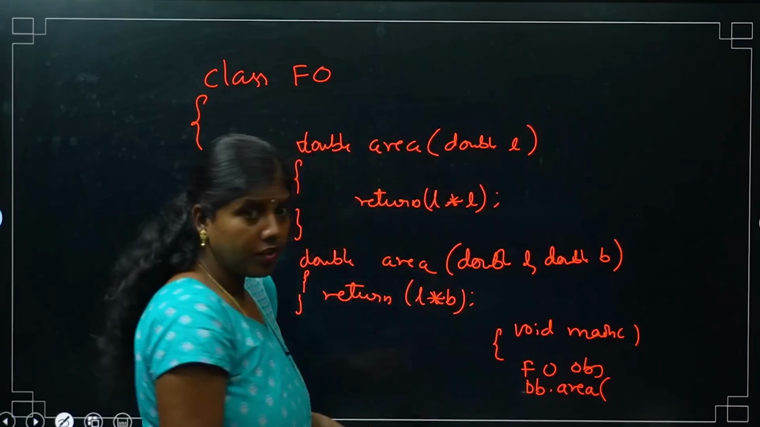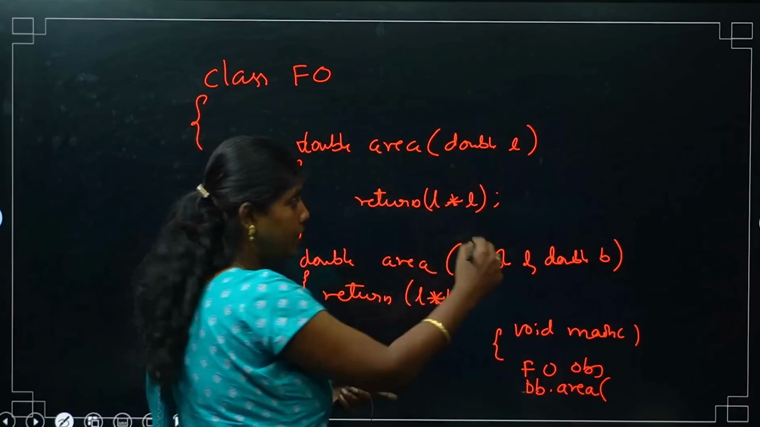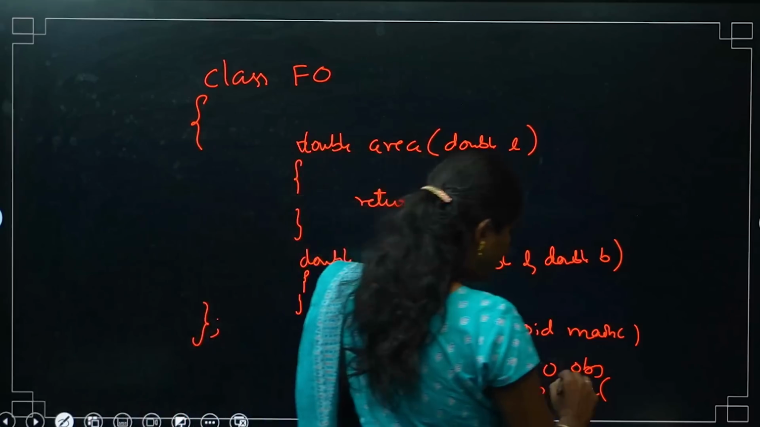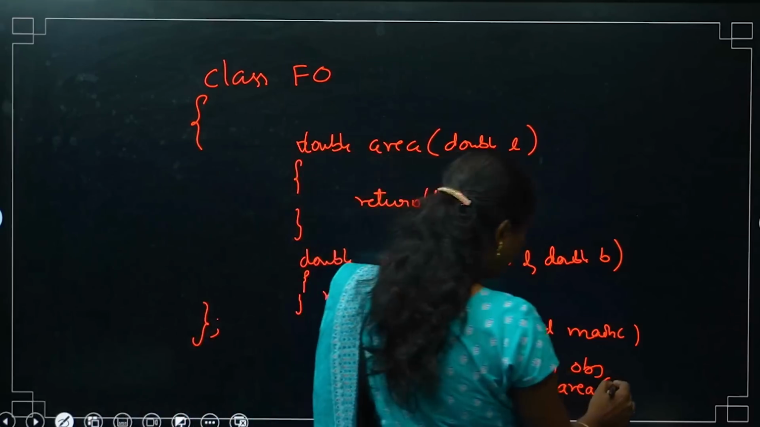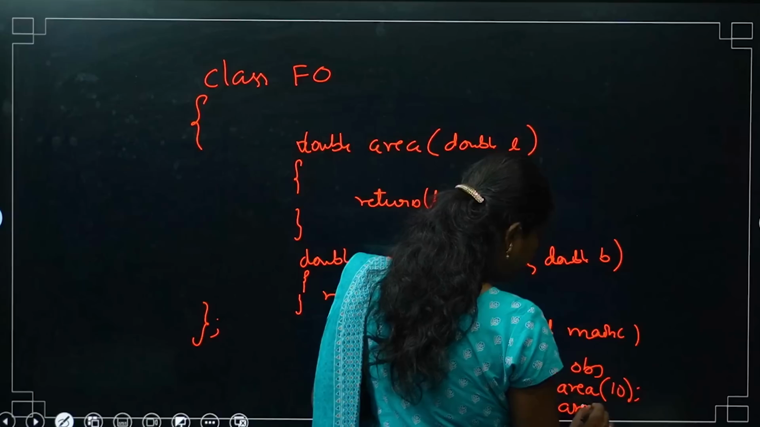Okay, can we overload this function? Definitely we can overload this function. The functions have the same name. It is having 1 argument. It is having 2 arguments. So definitely we can overload the function. So with the object, OB dot area, I can write 10 here. Then I can write OB dot area 10 and 20.